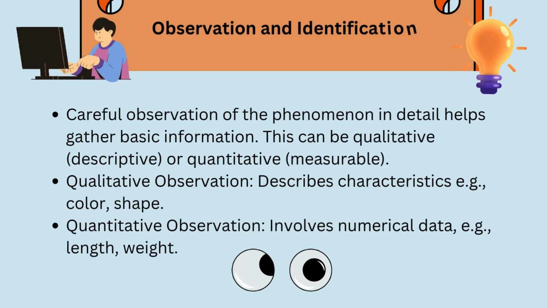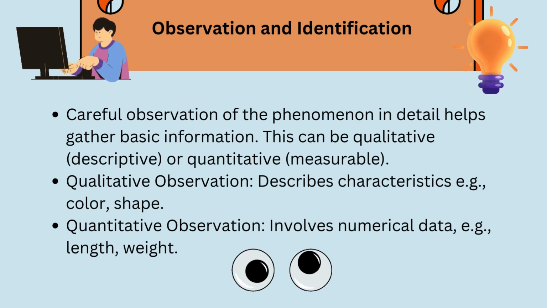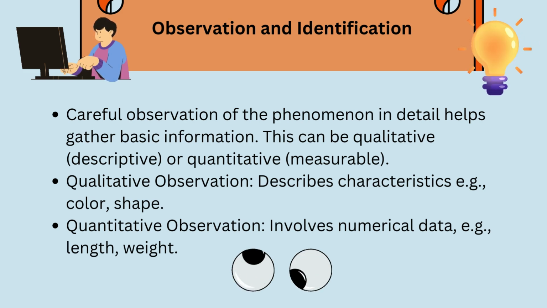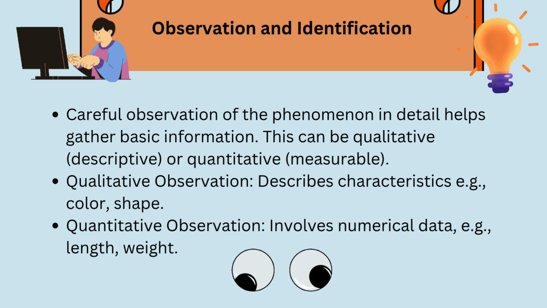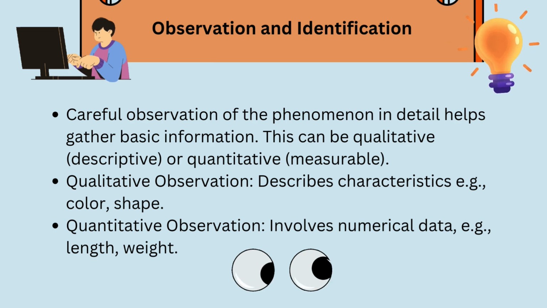Observations are a very important step in solving a biological problem. Observations are made by five senses of vision, hearing, smell, taste, and touch. Careful observation of the phenomenon in details helps gather basic information. Observations are of two types: qualitative observation, which are based on some quality or characteristics, for example, color and shape, and quantitative observation, which are based on measurable values. Quantitative observations, being measurable, are invariable and can be expressed in terms of numbers, so are more accurate.